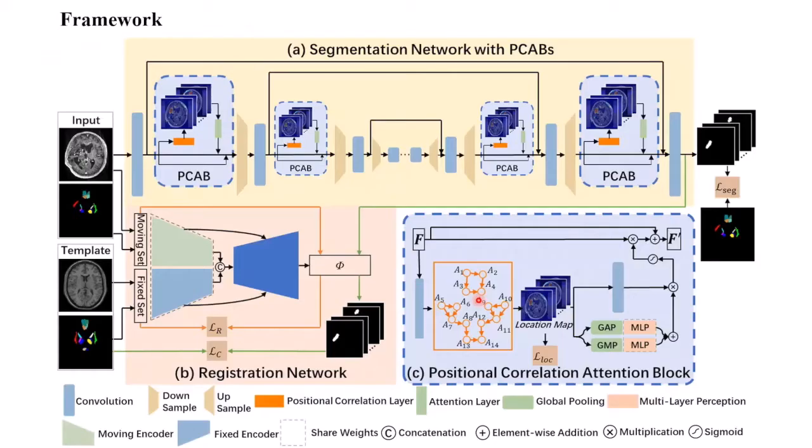Here is the main framework of our segmentation method, which contains a registration network and a positional correlation attention block. In the registration network, there is a dual-pass network to produce more anatomical structural information for the whole brain. Next, we propose a novel positional correlation attention block integrated into the U-Net. In this block, we design a graph to indicate the relative positional relationship between two brain regions and use the attention layer to refine the features of different levels in the U-Net.